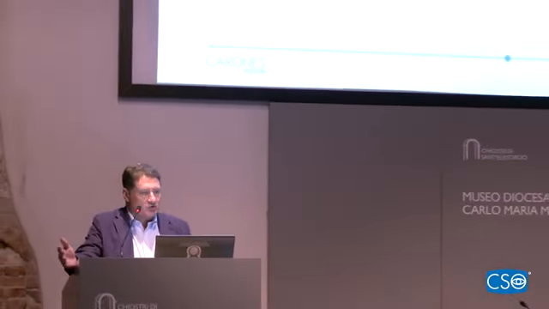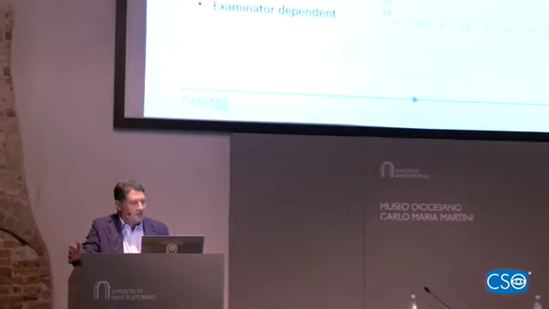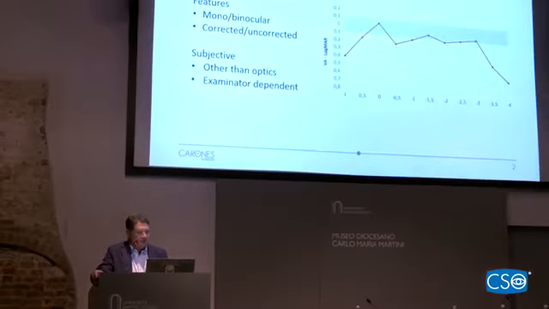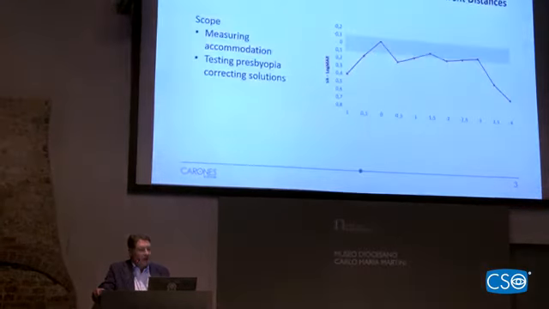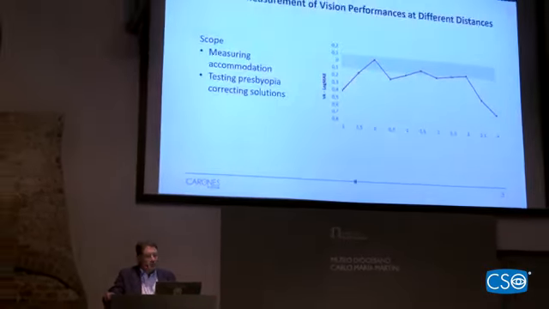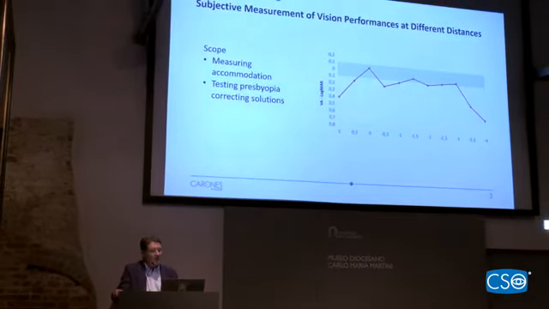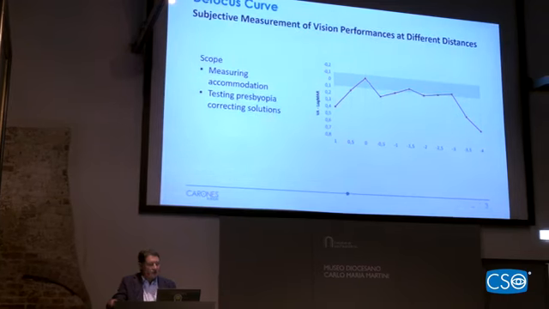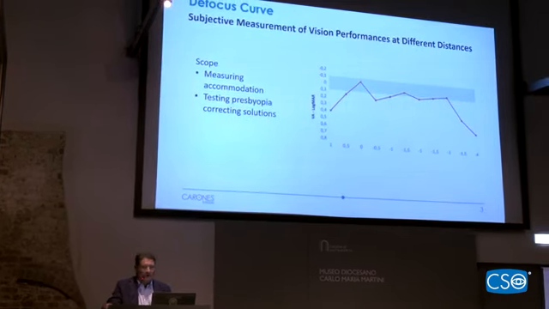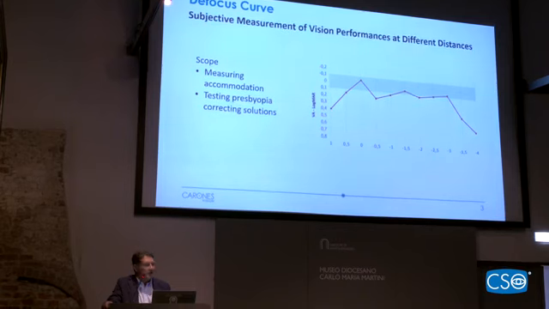Basically, they all have a weakness, which is the subjectivity of the measurement, meaning that they measure other issues than purely optics, and they are examiner dependent. We will go on these points later. But what is the scope, the reason for doing the focus curves? Well, basically it is to measure accommodation, and this is usually done to test presbyopic correcting solutions.